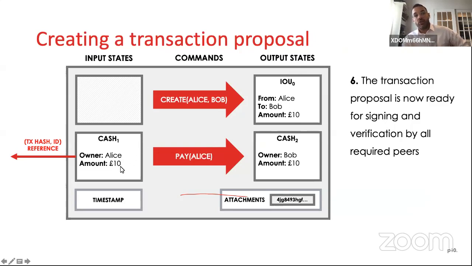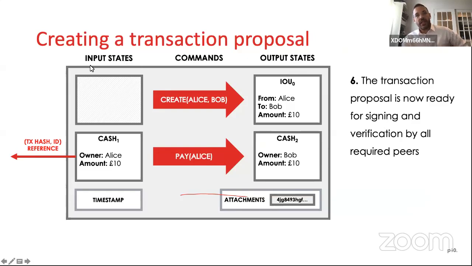In addition to that, we could also do something that looks like this. We could have a cash state whose owner is Alice and the amount is 10 pounds. And using a pay command, we can send this cash state, or create a new cash state that has the owner as Bob and the amount is 10 pounds. Now, the interesting thing happens when we combine these two commands into one atomic transaction. So all at once, we're going to be moving 10 pounds of cash from Alice's ownership to Bob's ownership, and then we're going to create an IOU from Alice to Bob for the amount of 10 pounds.